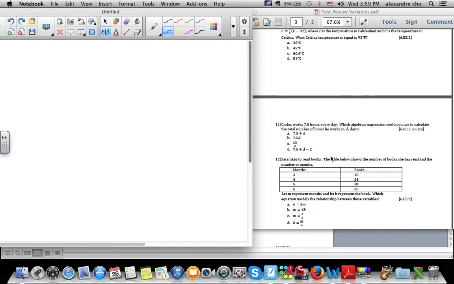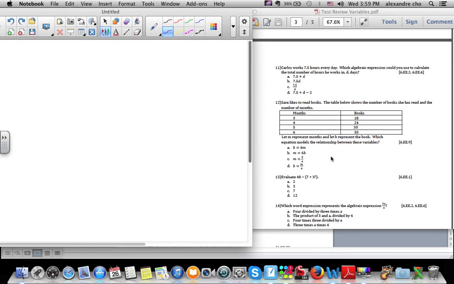We're on 11. Oh, there are a lot of questions here. Number 11. Carlo works 7.5 hours every day. Which algebraic expression could you use to calculate the total number of hours he works in D days? Okay, and again, this goes back to what we did. The total. The total what? Total number of hours. That's what we want to find. The total number of hours is what? 7.5 times the number of days.